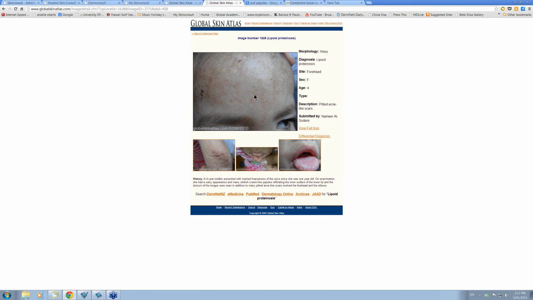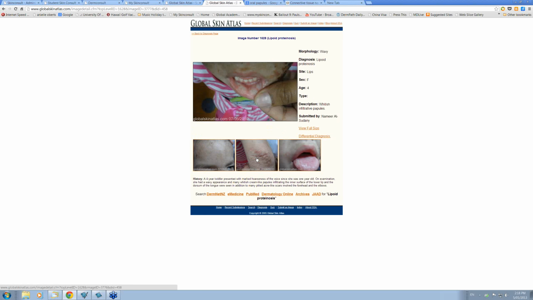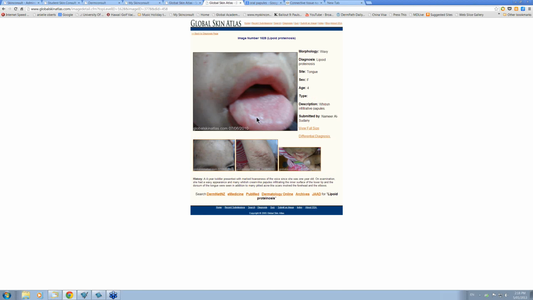Pitted acne-like scars on the face. 4-year-old toddler, marked hoarseness of the voice from 1 year old. Waxy appearance, many whitey cream papules infiltrating the lower lip. Let's just have a look at that lower lip. Look at them here. They've matted together here. So lipoid proteinosis will give oral lesions, oral papules. And I think the tongue, we can't really see it all that well here, but it appears to be white infiltrates here on the tongue as well.